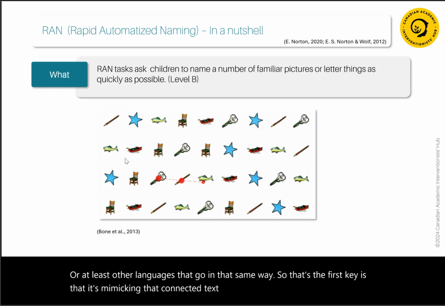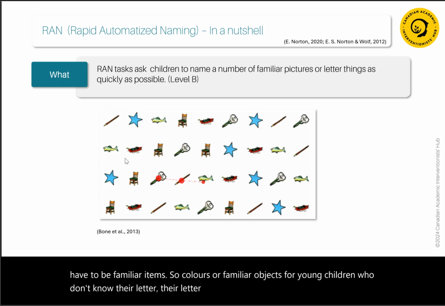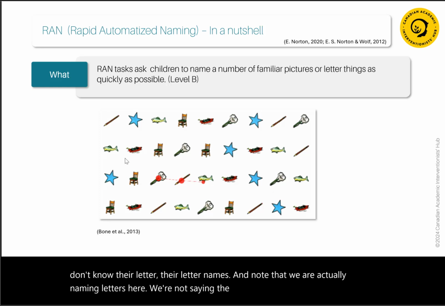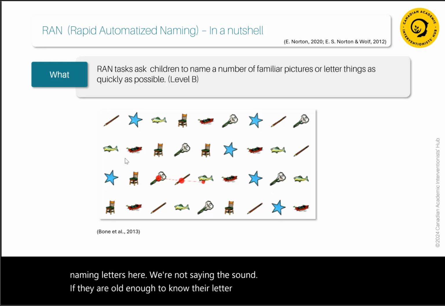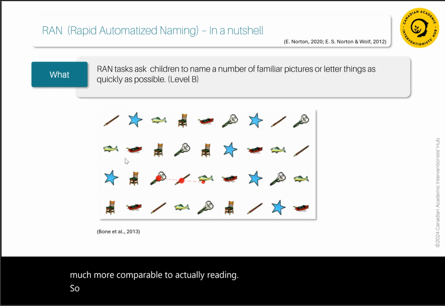The other thing is that they have to be familiar items. So colors or familiar objects for young children who don't know their letter names. And note that we are actually naming letters here. We're not saying the sounds. If they are old enough to know their letter names, then we do want to use that assessment because the validity is higher for the letters, obviously, because it's much more comparable to actually reading. So the second thing is that this is familiarity. It shouldn't be difficult to recall the names of these letters.